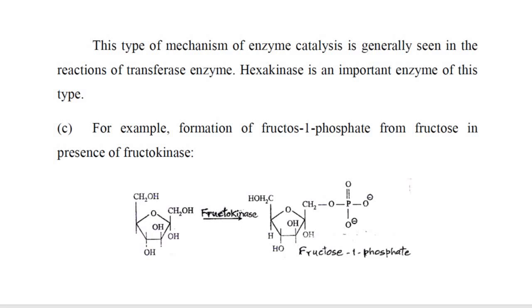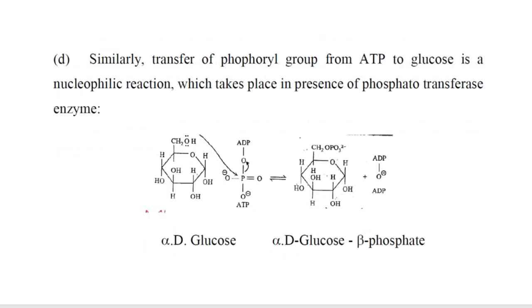So now look at the third. For example, formation of fructose 1-phosphate from fructose in the presence of fructokinase. You can see that this is the structure of fructose and fructokinase. You can see how CH2OH is replaced by the OPO phosphate group. So this is fructose 1-phosphate. Now my friends, I will show you our next slide. You can see here D.